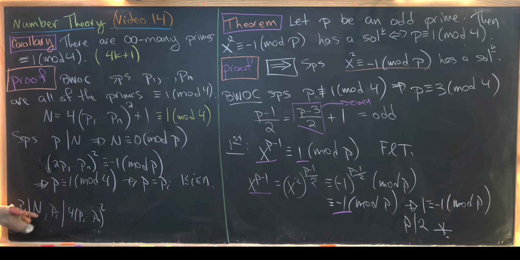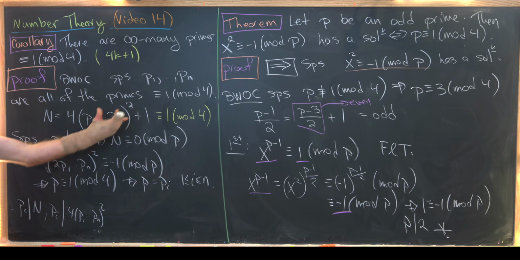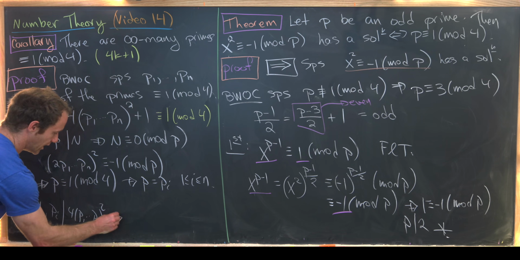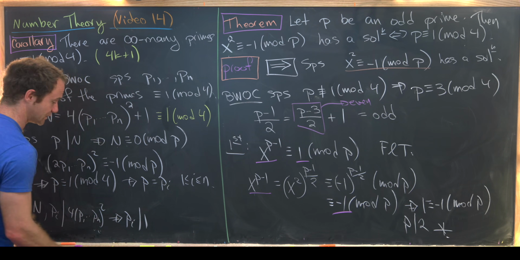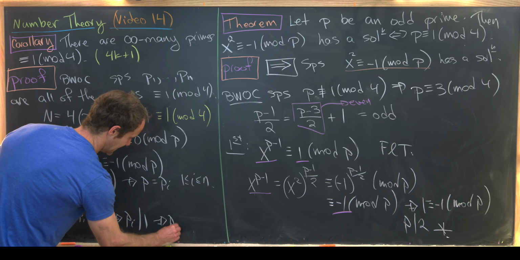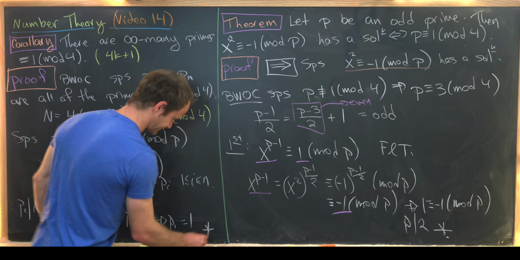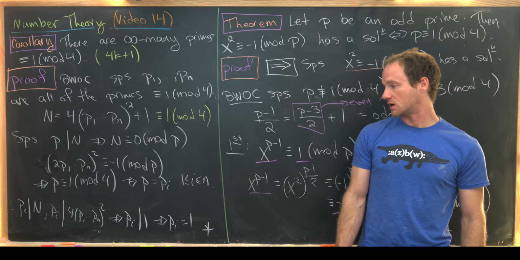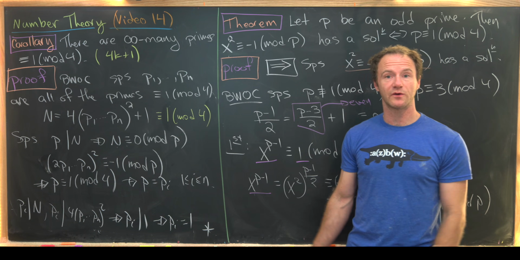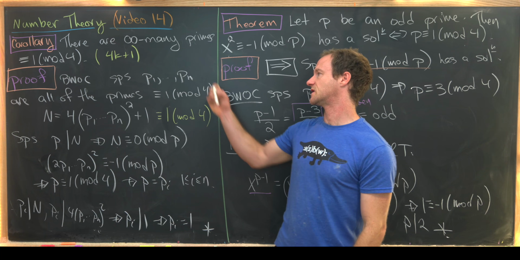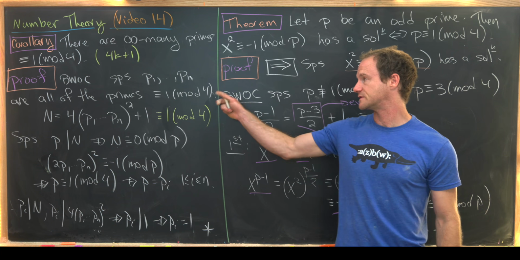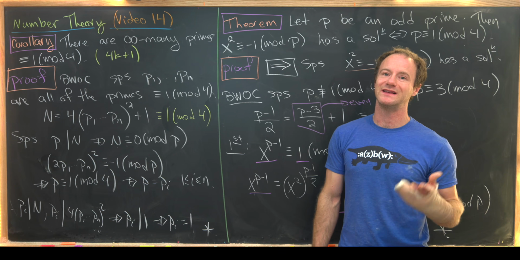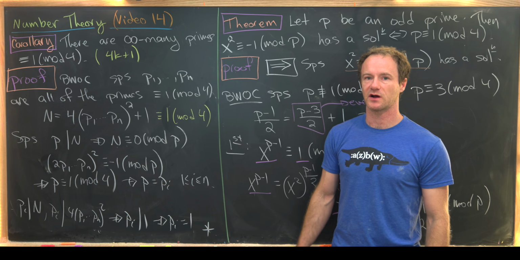But now Pi divides this difference. Well, what's the difference? The difference is exactly 1. So we have Pi divides 1, but that tells us that Pi is equal to 1, but 1 is not a prime number. So that leads us to our contradiction. And so again, what did we contradict? We contradicted this assumption that there were finitely many primes of the form 1 mod 4. So indeed, there are infinitely many such primes.